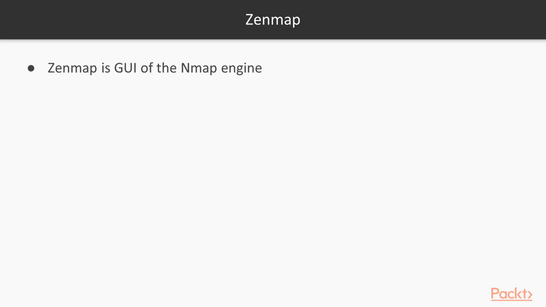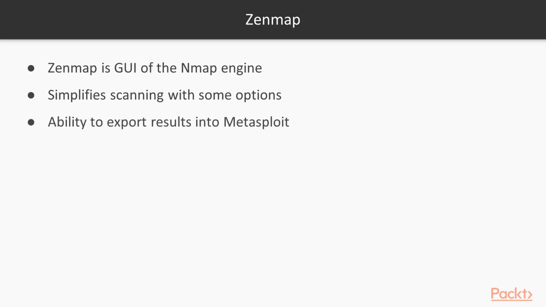The other tool is called Zenmap. Zenmap is the GUI of the Nmap engine. It means the graphical interface. It simplifies scanning with some options. All you have to do is just choose your preferred action or option, and then Zenmap will handle the process of scanning. Of course, the ability to export results is supported.